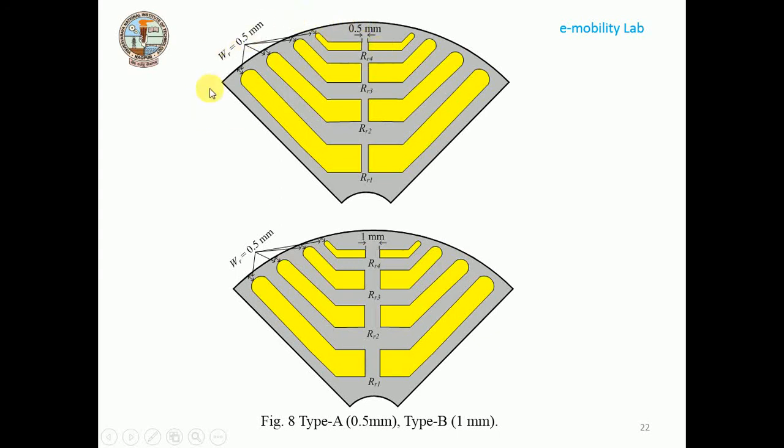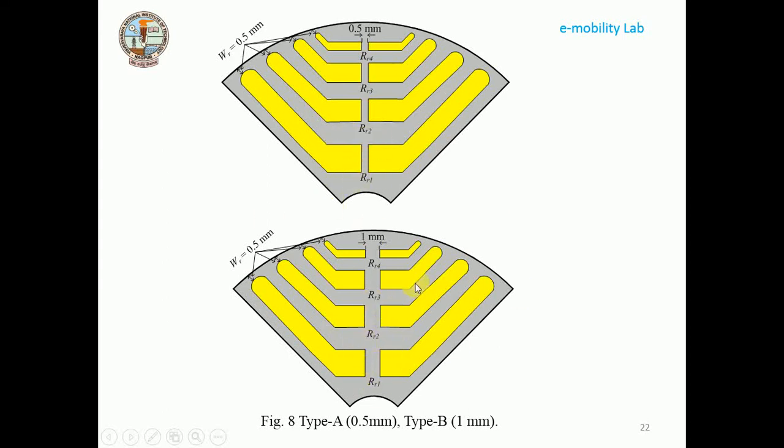Previously we decided the width of these ribs depending upon the torque performance, but we were not satisfying the mechanical robustness. But now, to have better mechanical robustness, we provided some additional support in the rotor structure. Now again we have to decide this rib width. So I have shown you two structures. One is 0.5 mm rib width, another is 1 mm rib width. This one is 0.5, this one is 1 mm.